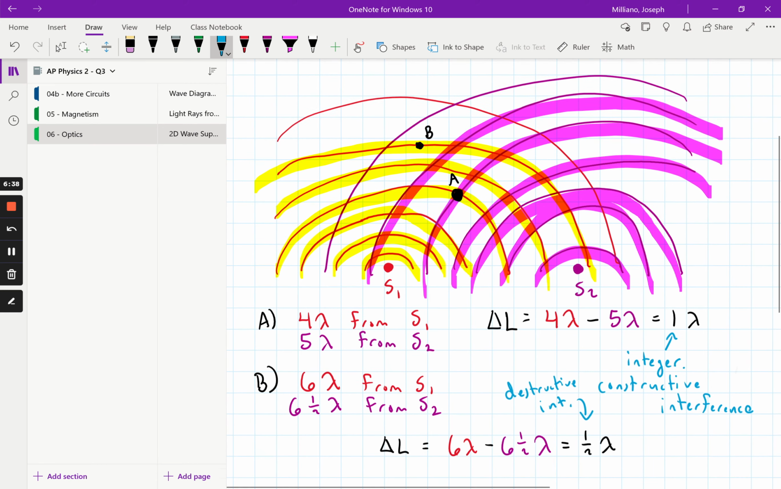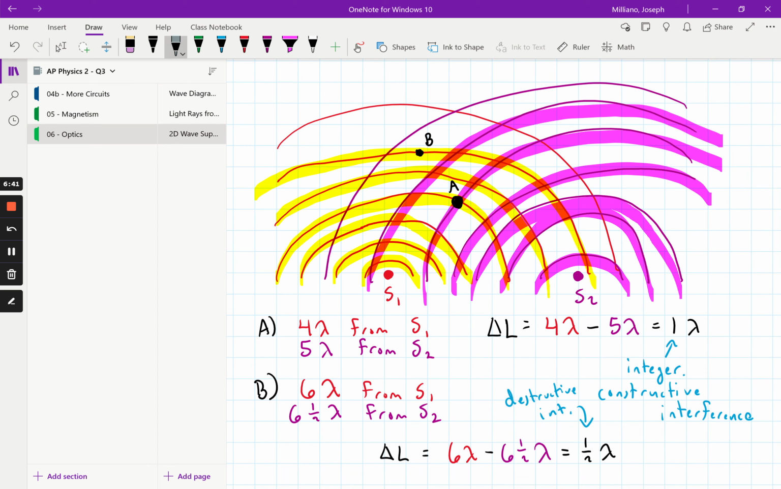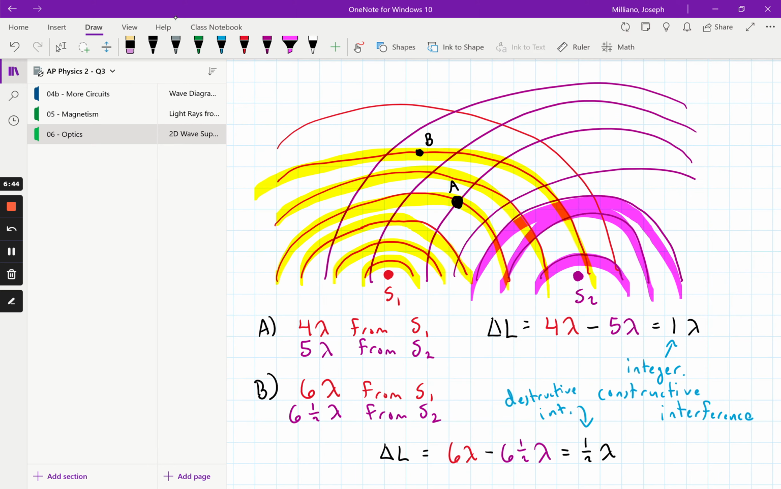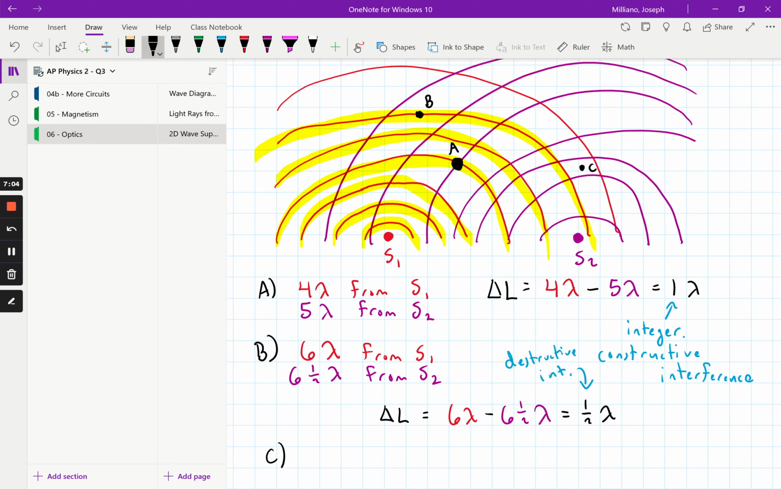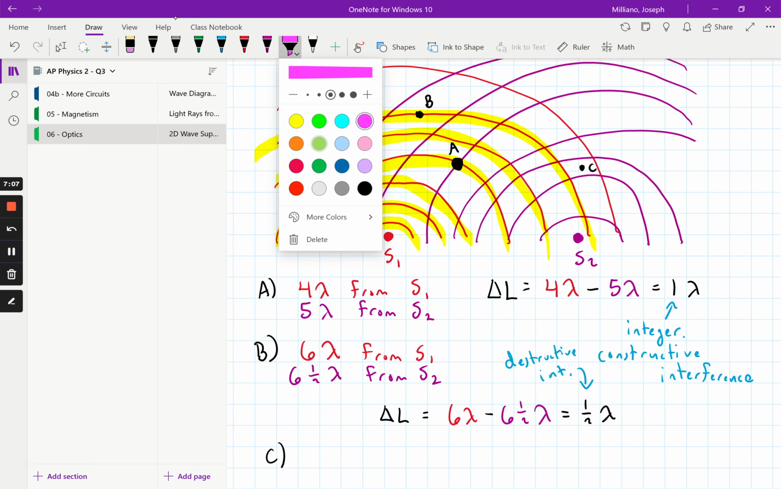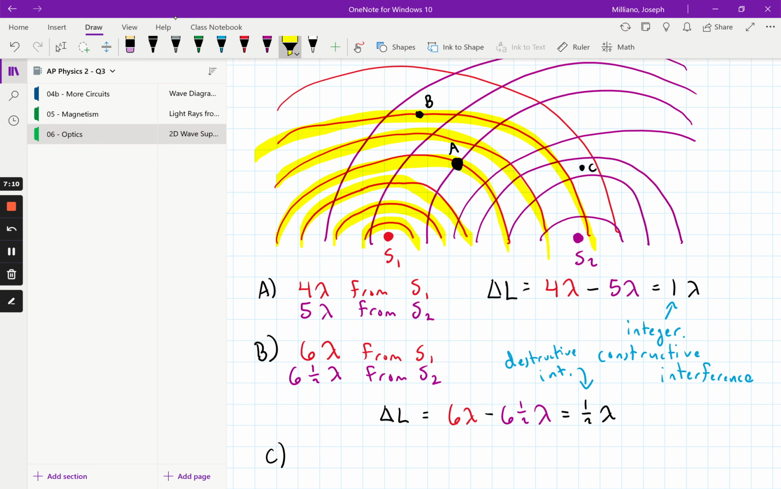Let's do one more point. Let's look at the point that is right here, point C. Actually, I think this point C. All right, point C, how many wavelengths is it from source 1? Well, the yellow highlights already go out to 6 wavelengths, and it's not quite at the 7th wavelength yet, and so we are 6.5 wavelengths from source 1.